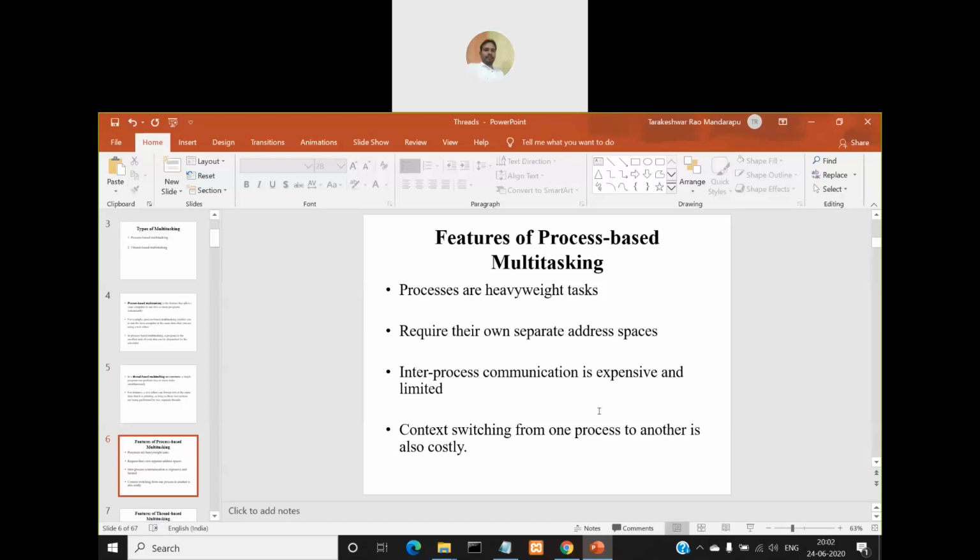Okay, less expensive. So context switching from one process to another is very costly in the case of process-based multitasking. That means it will take more time and it will occupy more space.